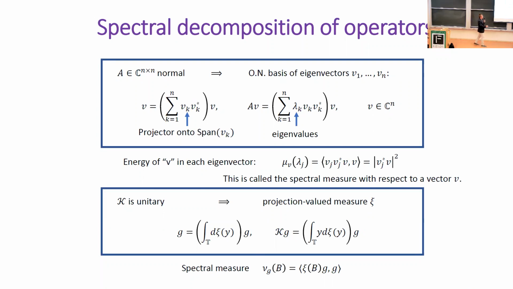In particular, the analog of the spectral measure is the energy that g has as you look over a Borel measurable interval of the continuous spectra. This quantity here is analogous to this quantity here, but holding for sets now instead of just individual discrete eigenvalues.